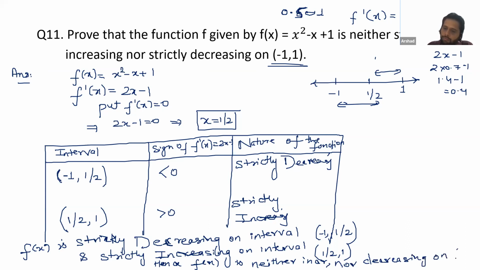On -1 to 1, for this complete interval, f(x) is neither increasing nor decreasing, because from -1 to 1/2 it is strictly decreasing, and from 1/2 to 1 it is strictly increasing. That's why for the complete interval it is neither increasing nor decreasing. Okay.